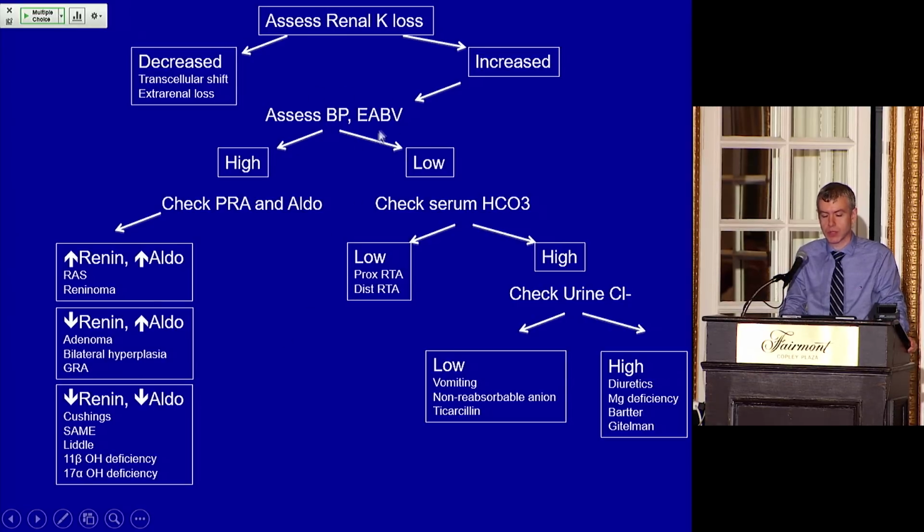If you assess the blood pressure, effective arterial blood volume, and you find this to be low, the next thing to check is the serum bicarbonate. If the serum bicarbonate is low, you might think of proximal or distal renal tubular acidoses. If the serum bicarbonate is high, you might check the urine chloride next. The urine chloride is typically low in vomiting, with certain non-reabsorbable anions such as some penicillins, such as ticarcillin, and the urine chloride will be high in the setting of diuretic use, magnesium deficiencies, and our old favourites, Bartter's and Gitelman syndrome.